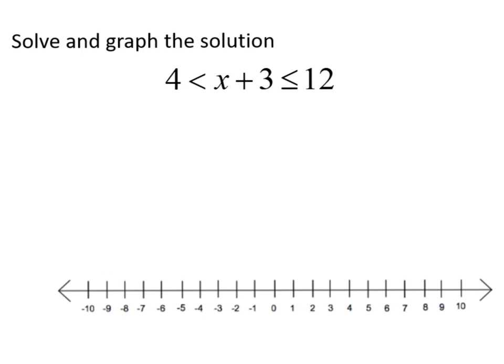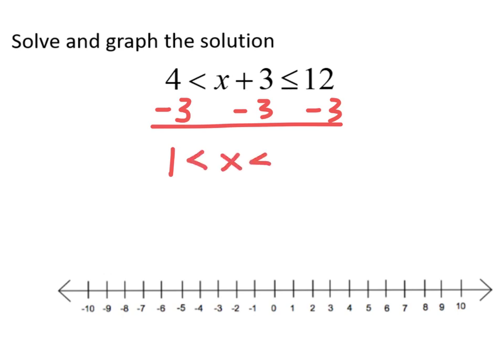Another example of an AND inequality would be the one we have here. So we have to do the same thing to all three sides to isolate the variable. So if I want to undo that adding of 3, I'm going to subtract 3 from every part of this inequality. So that'll give me 1, I carry down the inequality symbol, x, carry down the inequality symbol again, and 9.